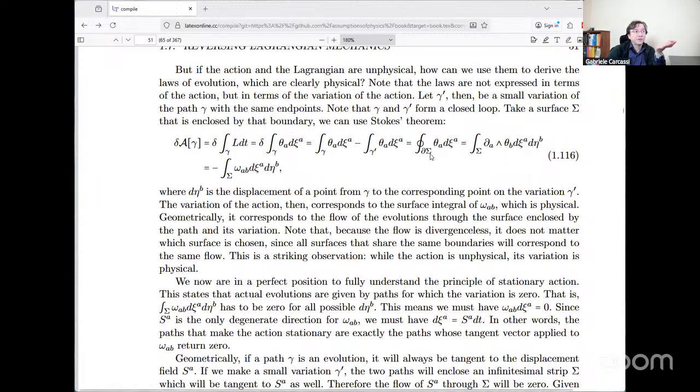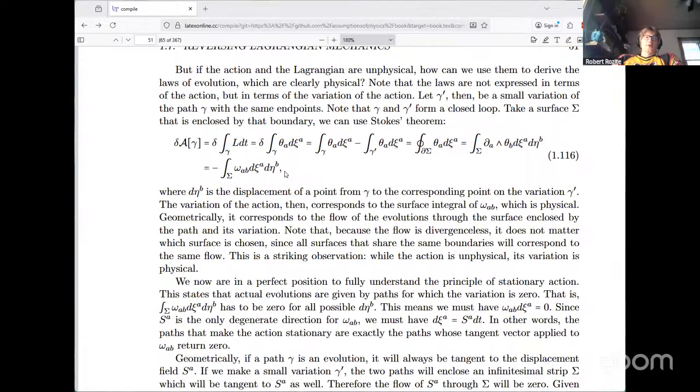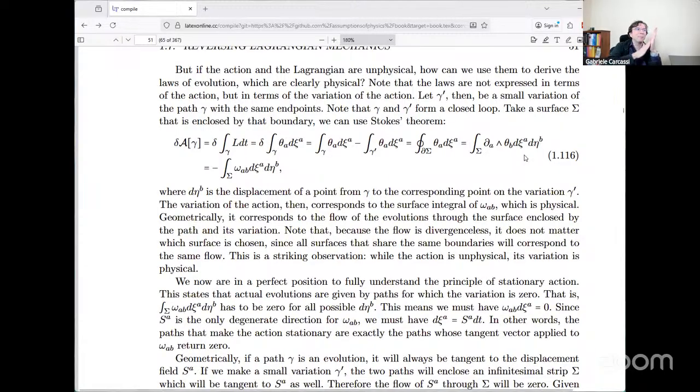And now you can use Stokes' theorem that basically tells you that the integral over the contour is the integral of the curl inside the surface, or better, of the exterior derivative. But we saw that the exterior derivative was omega, and now this is the integral of omega. And then what's that Greek letter, eta? Is that it? So eta is the displacement essentially from gamma to gamma prime.